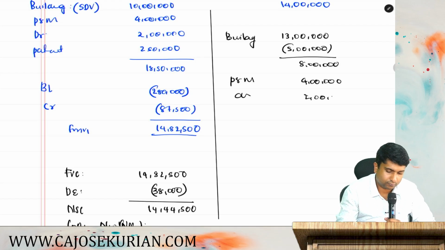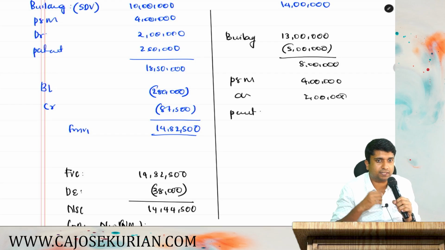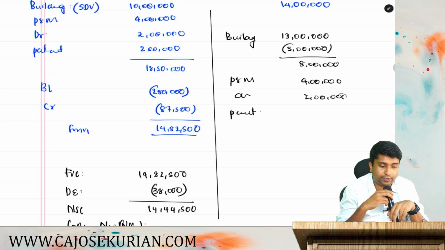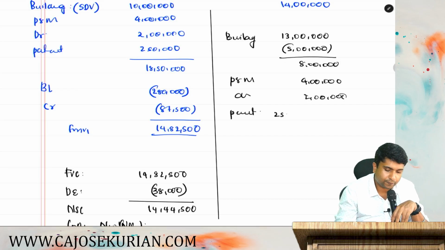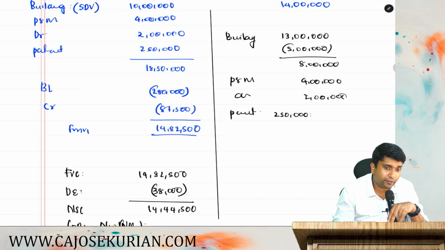Patent, but patent, one thing is clear. They purchased the patent on 1st July 2022. And what is the purchase price? 2,50,000. Now, but they haven't charged any depreciation till now. So this 2,50,000 is not WDV value. You need to remove the effect of depreciation.